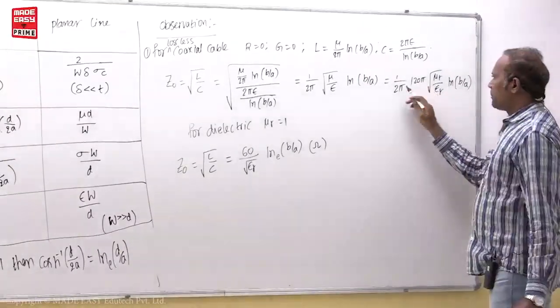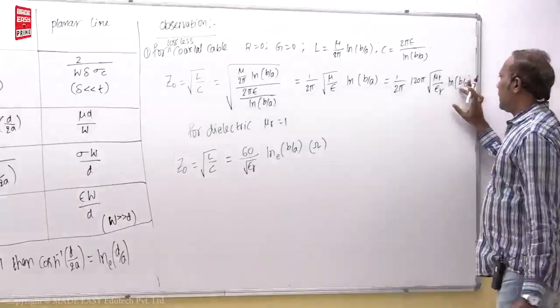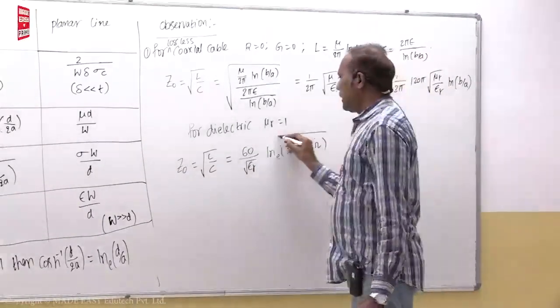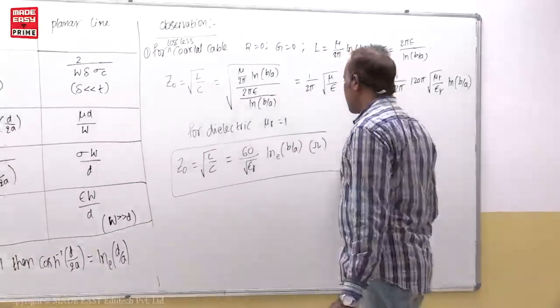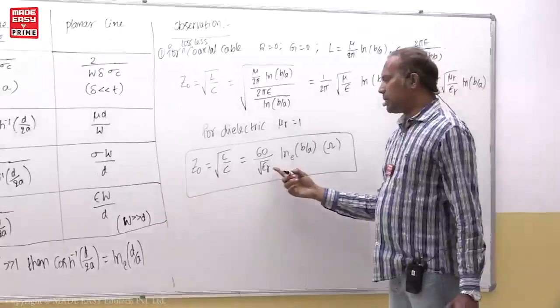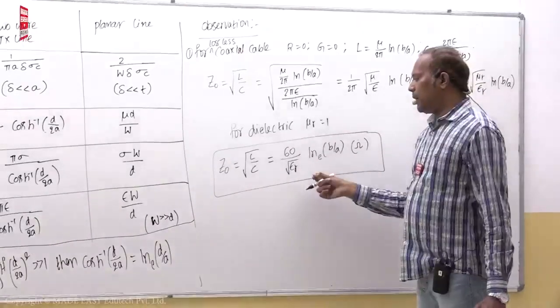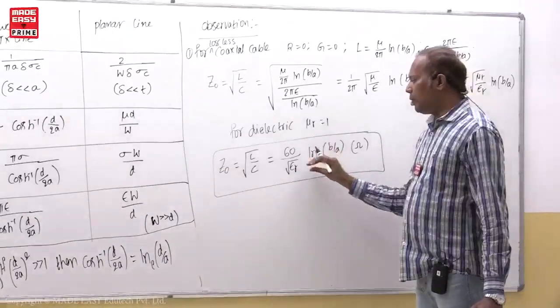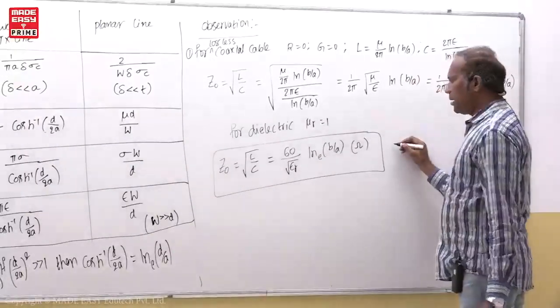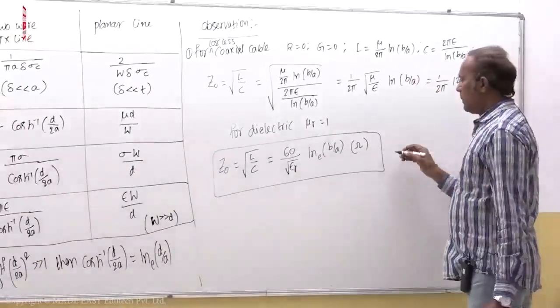So this pi cancels, 60 and ln b by a. This is the formula of the characteristic impedance of a lossless coaxial cable, and 60 by root epsilon r. Epsilon r is the relative permittivity of the medium between the conductors. If you want, I will write this is the characteristic impedance.